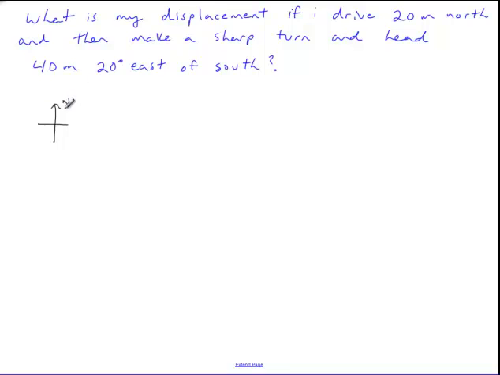That's north, put this in first. So I drive 20 meters north. That's easy to draw right here. 20 meters north. Then I make a sharp turn and head 40 meters, 20 degrees east of south. What does east of south look like? Remember, this is east. This is south. East of south means I'm going this way. And that's 20 degrees in there. So it looks something along those lines.